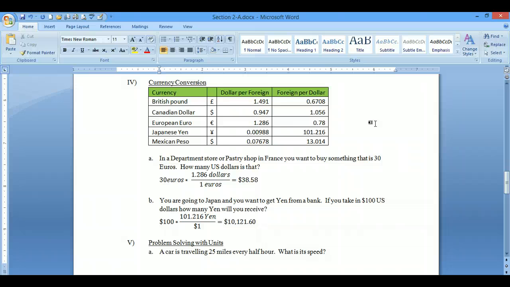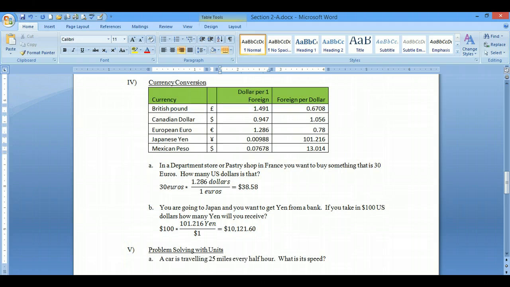In a department store or pastry shop in France, you want to buy something that is 30 euros. So let's make the conversion of how many US dollars is that. So I have my 30 euros, and I go up and I find the conversion factor for dollars per foreign. So I come up here to the European euro. Remember, per means divide. So I have this many US dollars per one foreign. And if you want to put that in there, one foreign, that's fine. And this one, it's the reverse. Foreign per $1.